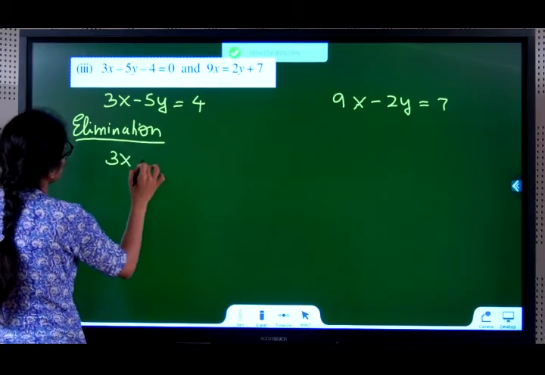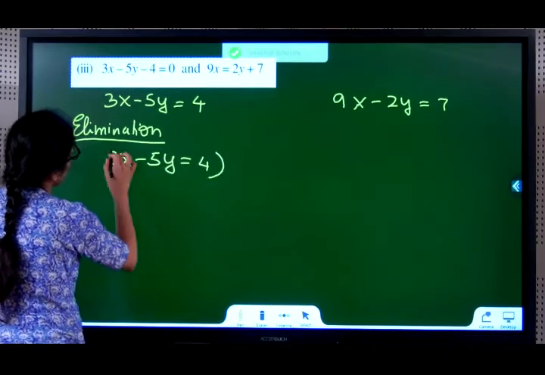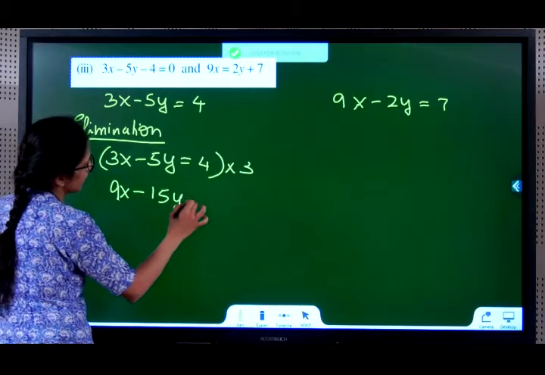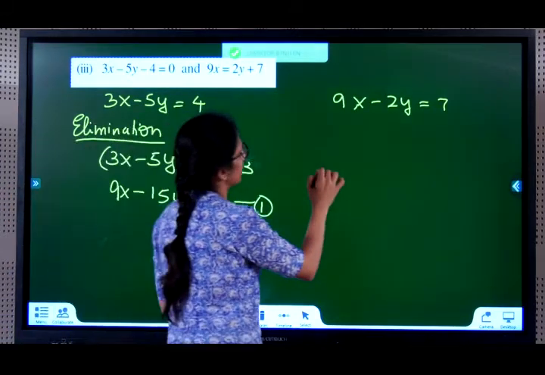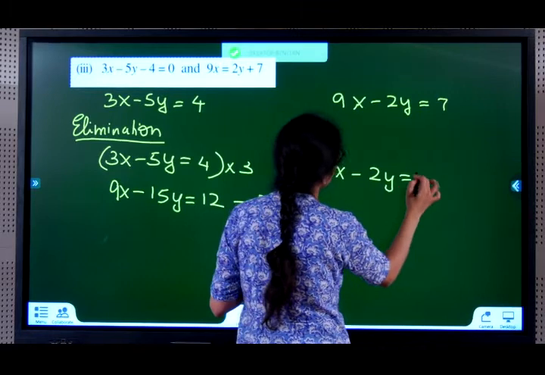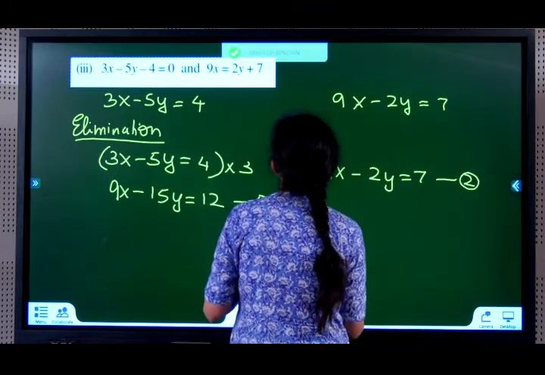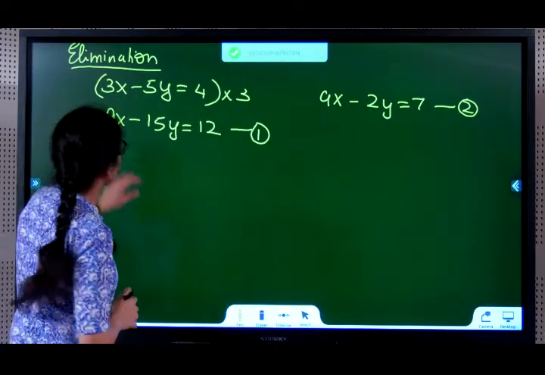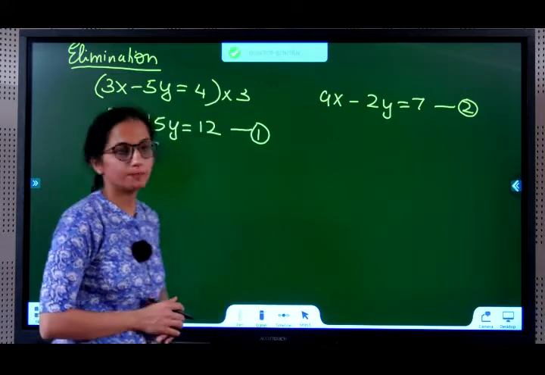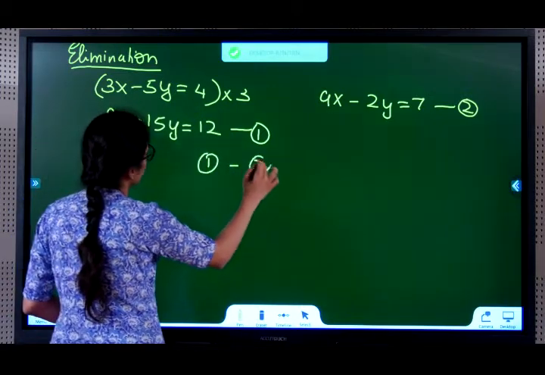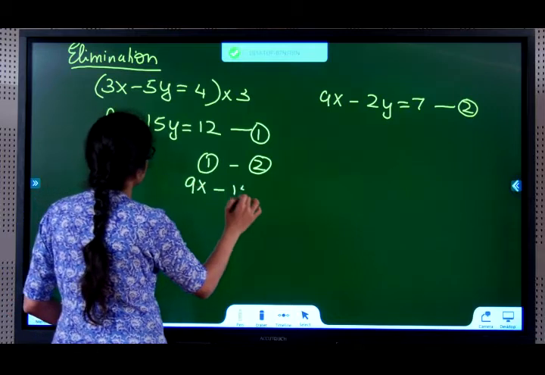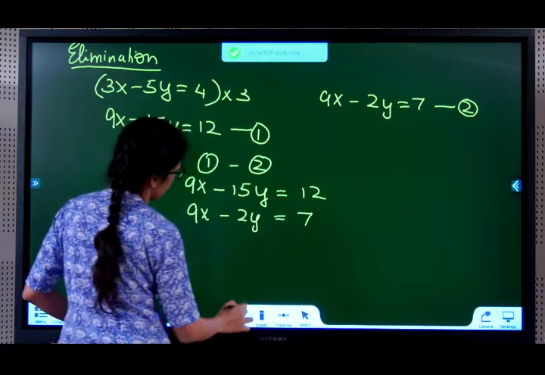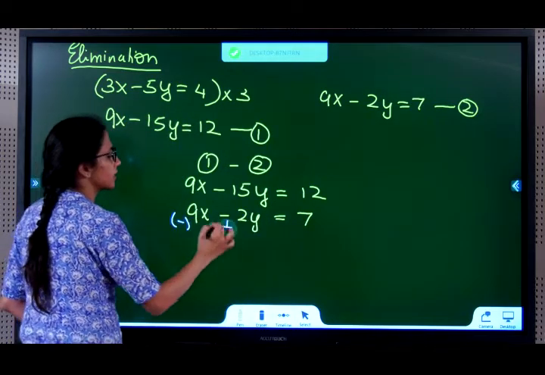Okay, so 3x minus 5y is equal to 4. Multiply this with 3. You get 9x minus 15y is equal to 12. Call this as equation 1. Here you have 9x minus 2y is equal to 7. Call this as equation 2. Okay, so now this is plus 9, this is also plus 9, so you have to go for subtraction, right? So equation 1 minus 2 or 2 minus 1, anything. 9x minus 15y is equal to 12. 9x minus 2y is equal to 7. We're going for subtraction, so change the signs.